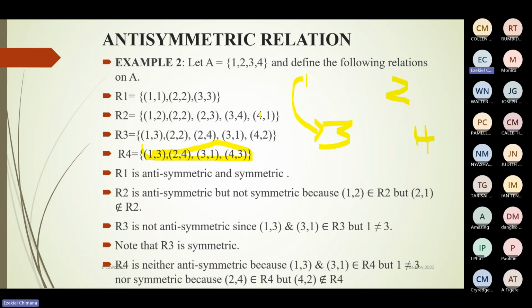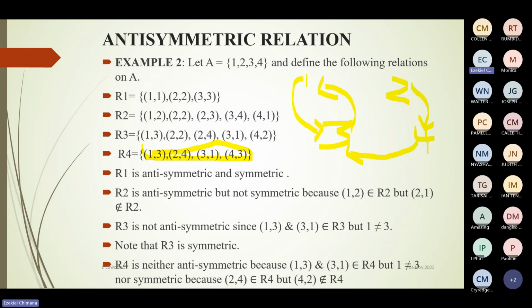Then we've got (2, 4), so from 2 to 4. And then we've got (3, 1), from 3 to 1 again. And then from 4 to 3. So this will be a digraph for this relation. That's how you draw a digraph, and that's what a digraph looks like.